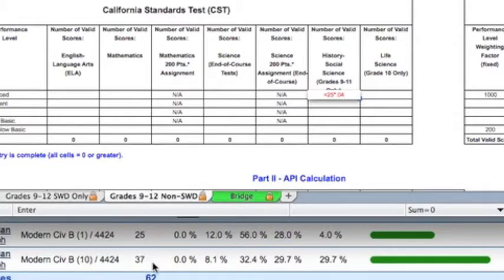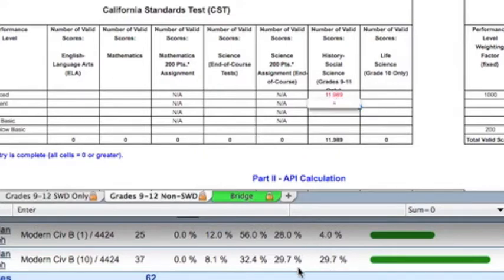But I also want to know his overall API. So then I'm going to say plus 37 for 37 students in this class times the percentage, which is 0.297. And then if I hit enter, it will tell me that 11.9 students, basically 12 students, scored in the advanced range for both the classes. And then we continue this on every level.